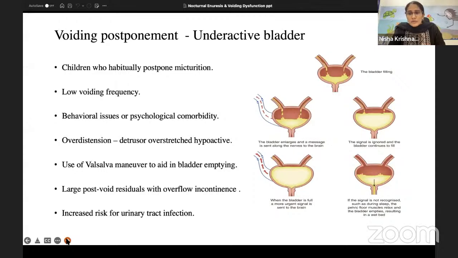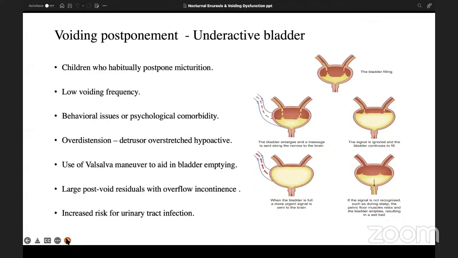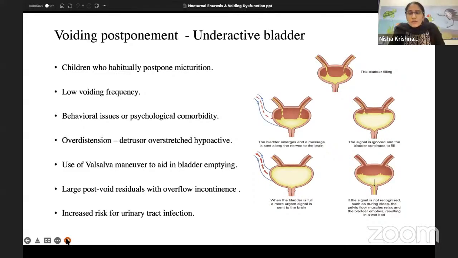The other end is something called voiding postponement, wherein the child, for whatever reason, chooses not to pass urine at the time that they should, and they tend to hold on to the urine. Therefore, their voiding frequency is very low. Normally, we would accept a voiding frequency of about 4 to 8 times in a day as normal, depending on the water intake as well. But if the voiding frequency is less than 3 times, this child is habitually postponing voiding, and one of the possibilities is that there could be some behavioral issues.